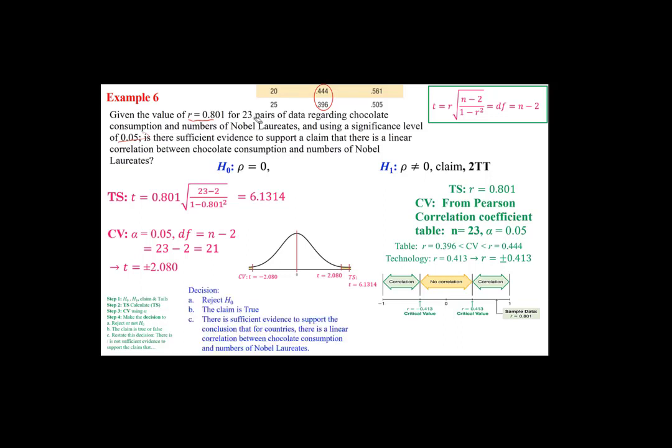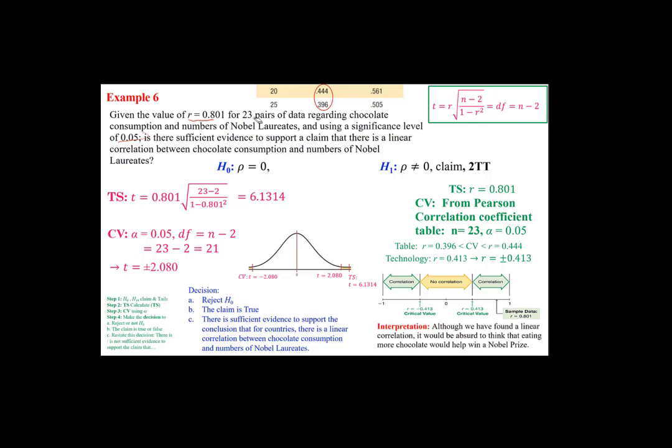You make a decision, you're going to reject H0. Therefore, the claim becomes true, and there is sufficient evidence to support the conclusion that there is a correlation. So for countries, there is a linear correlation between chocolate consumption and numbers of Nobel laureates. That is referring to the type of data we were dealing with.